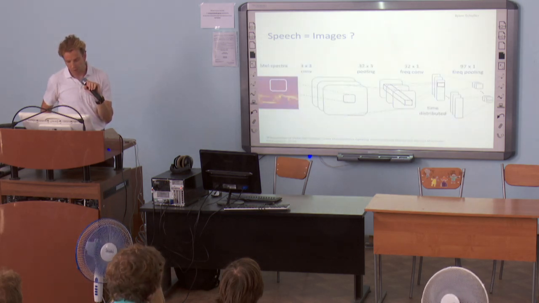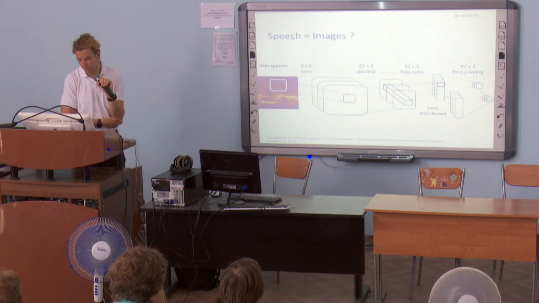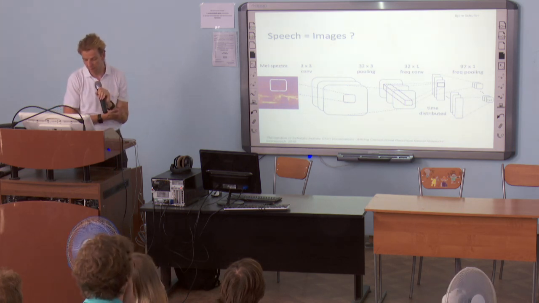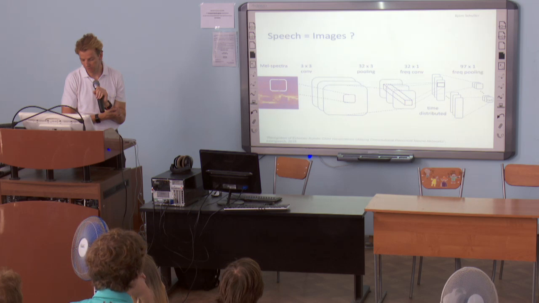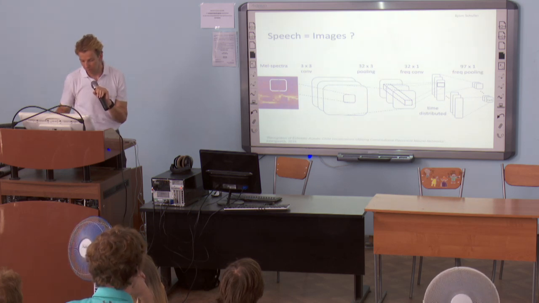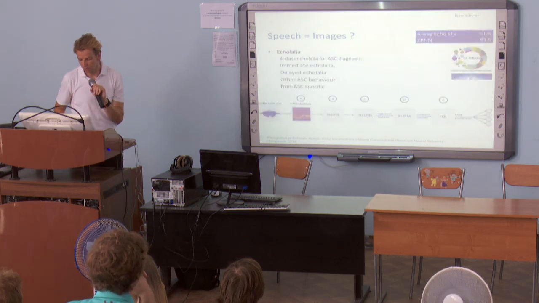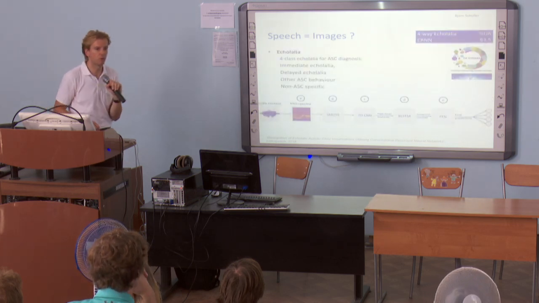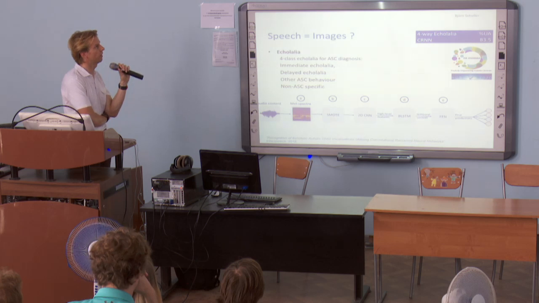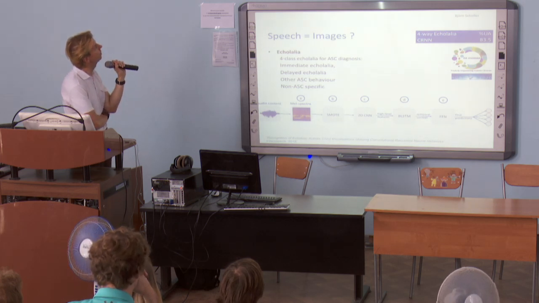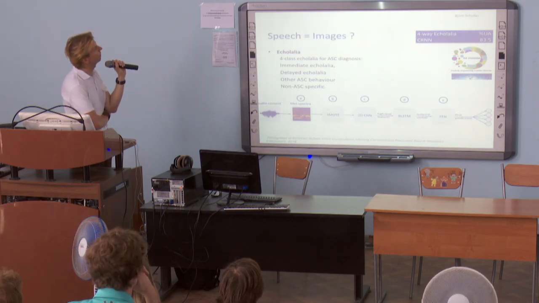Yeah, the network architecture is still something we're investigating, and we're starting now to train our own networks. This is, for example, a network for echolalia recognition in autistic children. So echolalia is when you repeat things, either of yourself or of the caretaker you're talking to. So we're trying to do an echolalia recognizer.